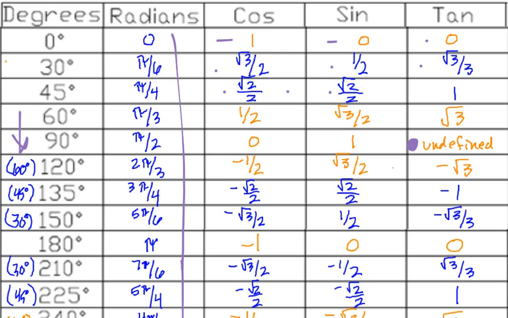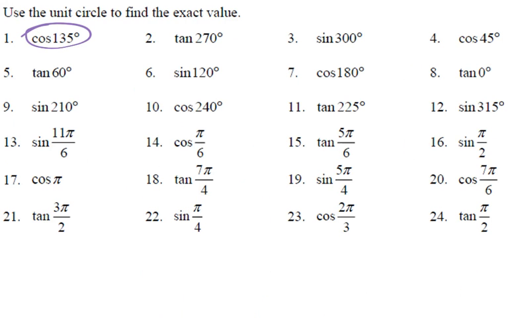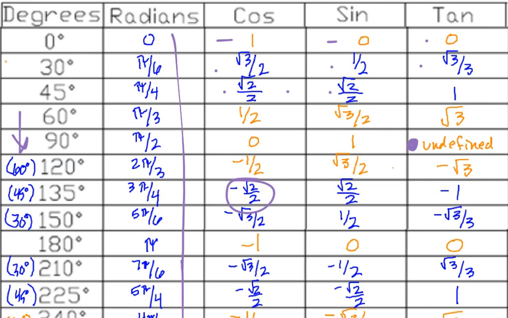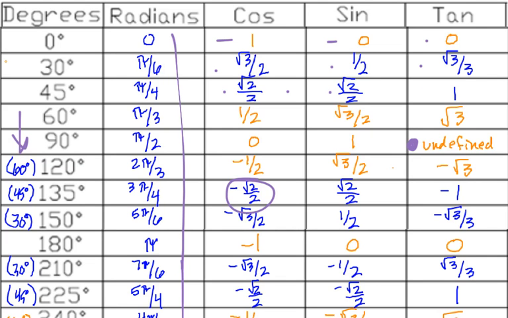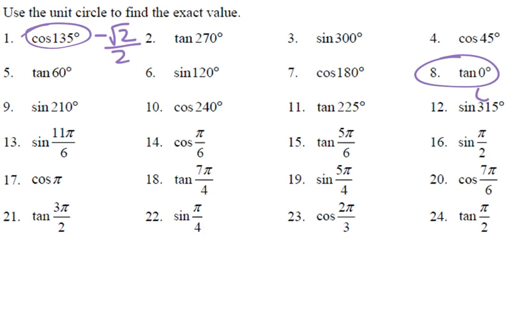Bam. 135 cosine, it's the x value. Double bam. Okay? So that's all you write. You write the negative square root of 2 over 2. So that's what you're doing on all of these. Tangent of 0. If you've got that table filled out, pretty easy. Tangent of 0 is 0.